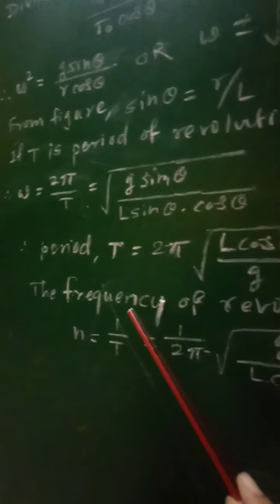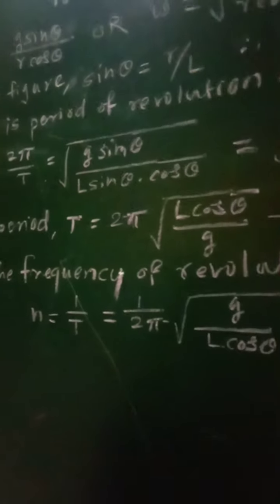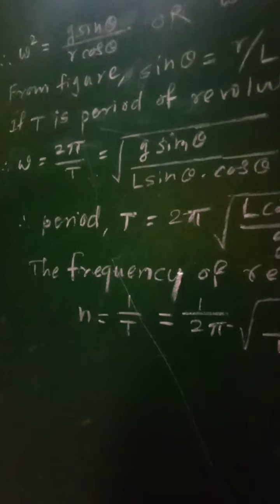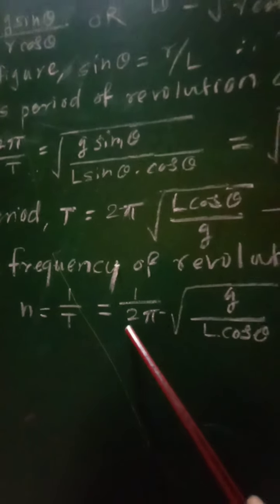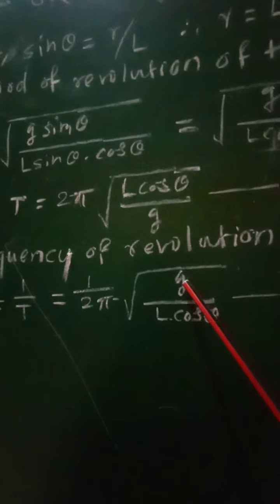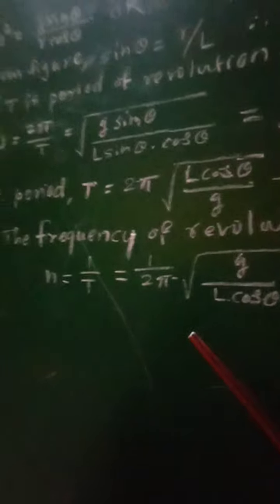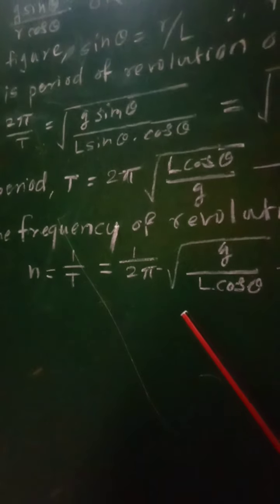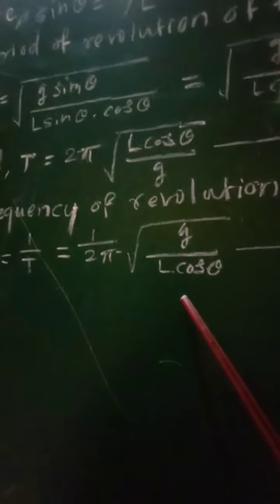Now the frequency of revolution of that bob, that is the reciprocal of period of revolution of the bob, n is equal to 1 by T, that will be equal to 1 upon 2 pi square root of g upon L cos theta, equation number 4. This equation gives the frequency of revolution of that conical pendulum.